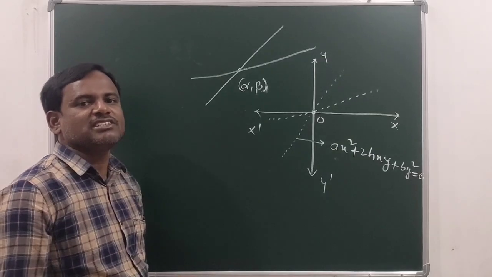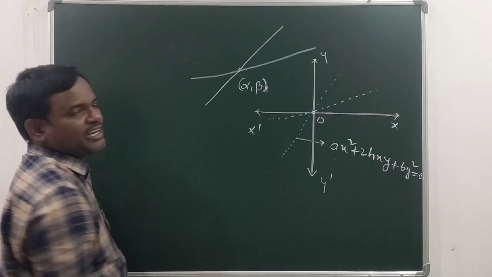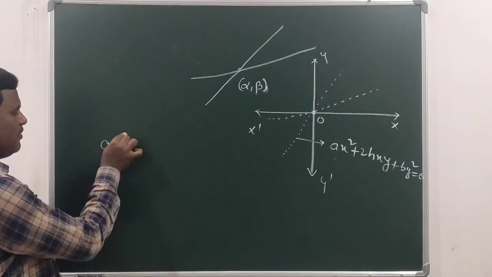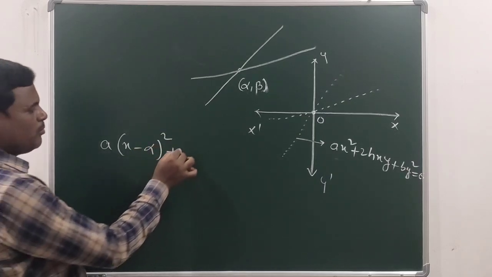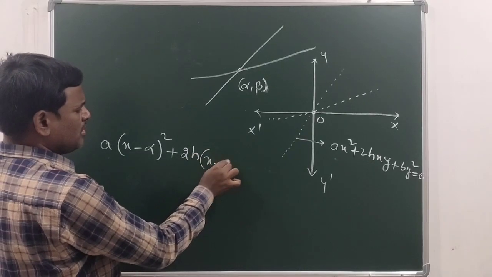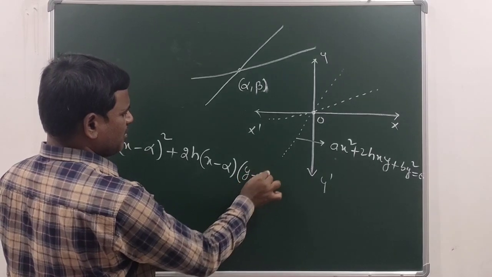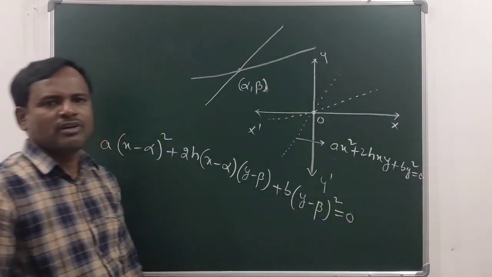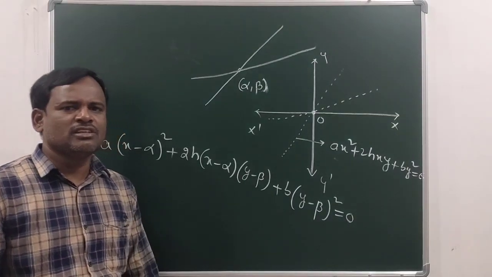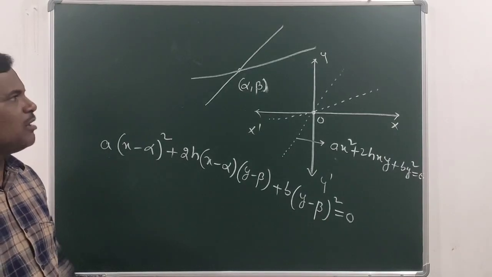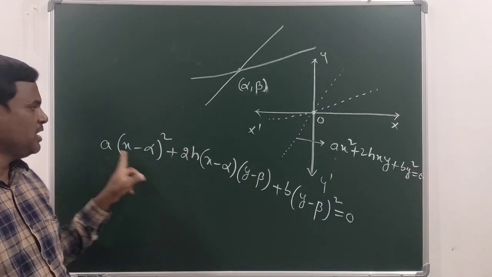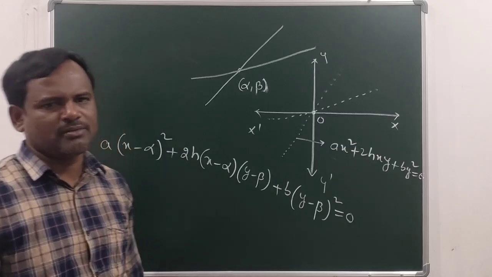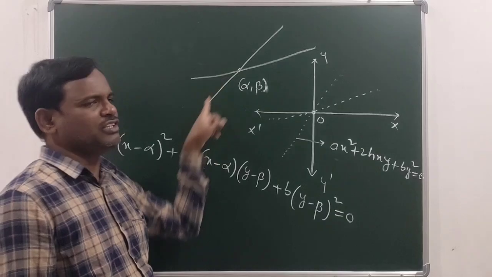So here you have to remember a standard result, students. See, in the place of x you have to write x minus alpha. In the place of y you have to write y minus beta. See here, a of x minus alpha whole square plus 2h into x minus alpha into y minus beta plus b into y minus beta whole square, which is equal to 0. Actually we get this equation by the transformation of axis, but you remember it as a standard result. The combined equation of these two will be this much: a of x minus alpha whole square plus 2h into x minus alpha into y minus beta plus b into y minus beta whole square. If you simplify, you will get the combined equation of these two.